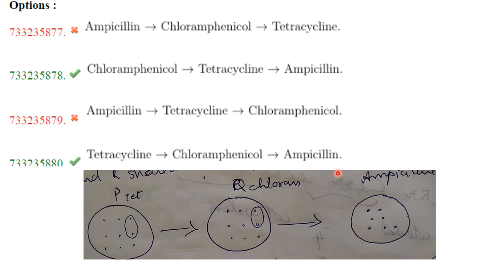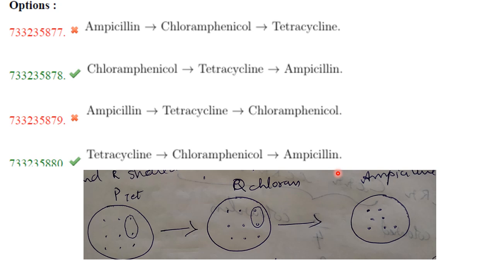Now, recombinants, I told you it will not grow in ampicillin medium, but it will grow on chloramphenicol and tetracycline media. Now P can be either tetracycline or chloramphenicol. We can either choose to plate them first on chloramphenicol and then on tetracycline, or first on tetracycline and then on chloramphenicol. So first, if you are plating the P on tetracycline medium, then Q should be chloramphenicol and R should be ampicillin. Now if P is chloramphenicol, then Q has to be tetracycline and R has to be ampicillin.